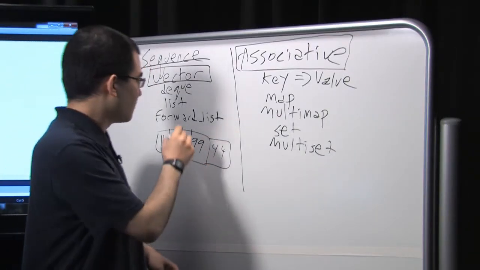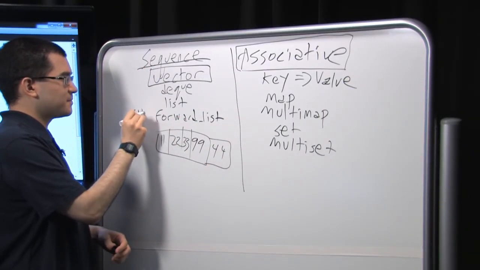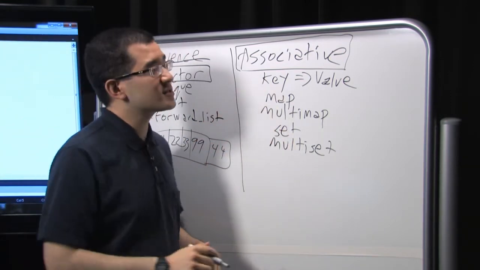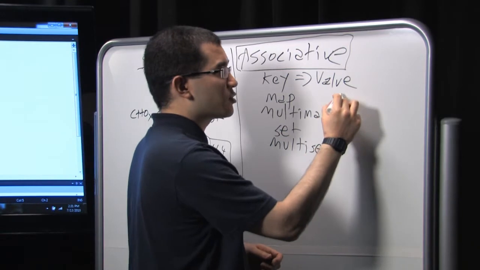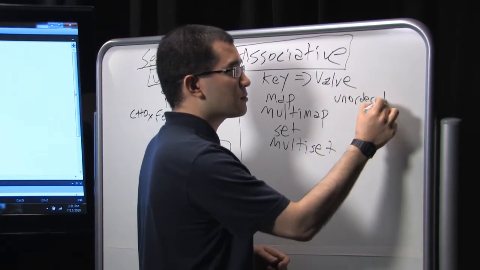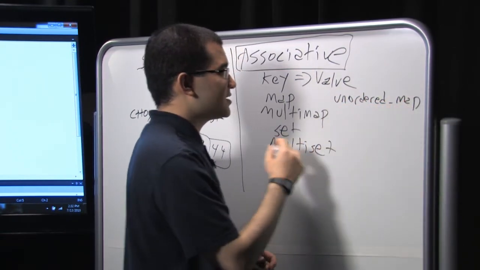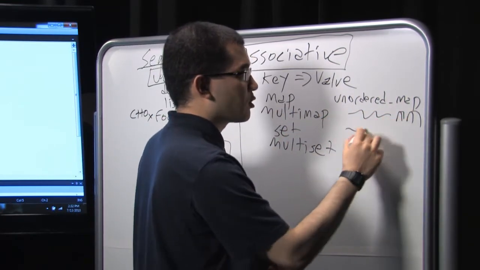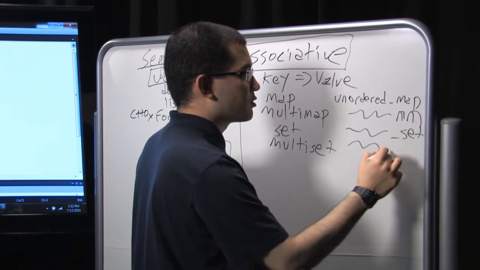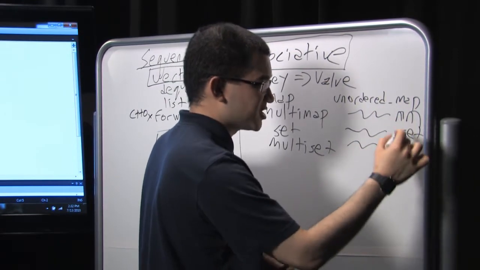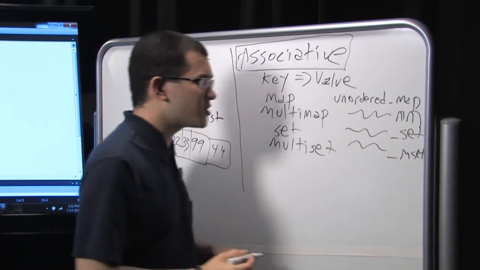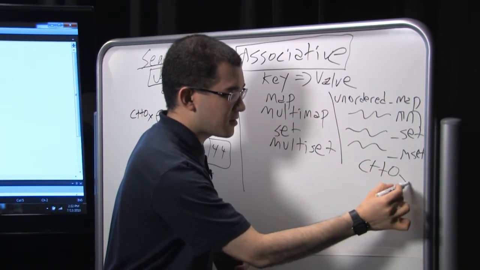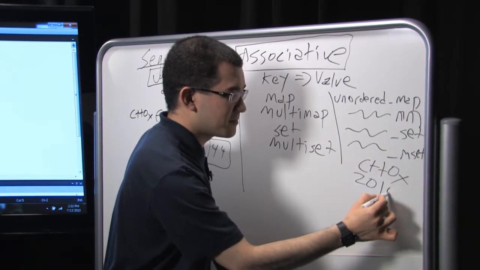Now, forward_list is C++0x. These ones are C++98/03. In C++0x, we got some new containers called unordered_map, and the same for unordered_multimap, and unordered_set, and unordered_multiset. I'm abbreviating here; it's actually spelled out multiset. And these are all C++0x in Visual Studio 2010.